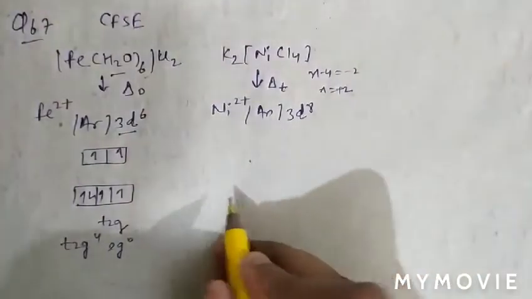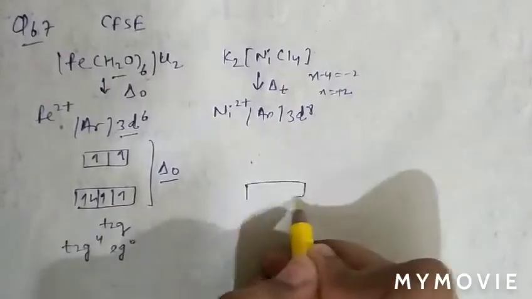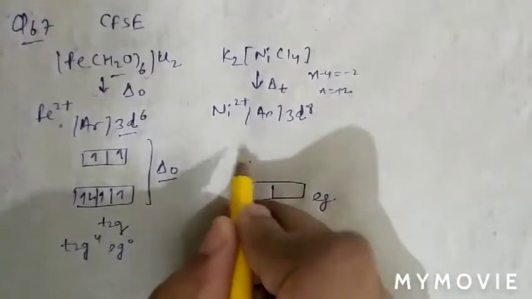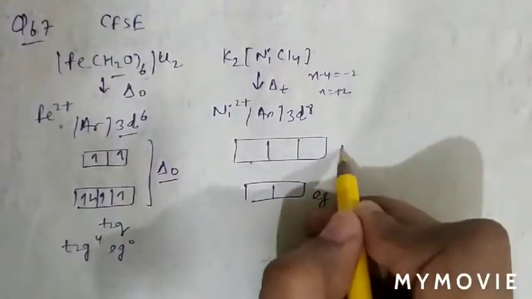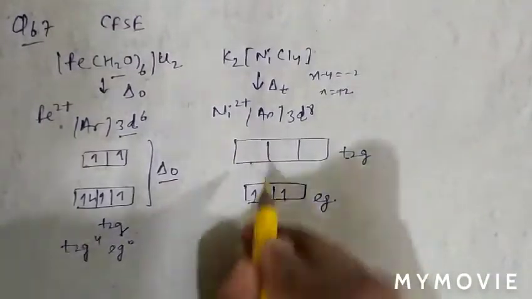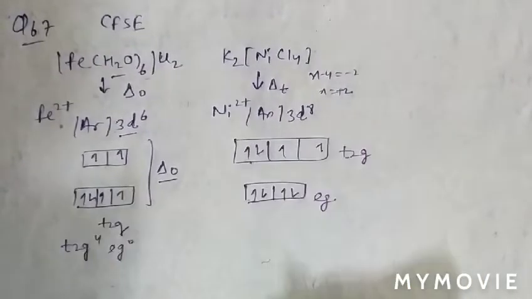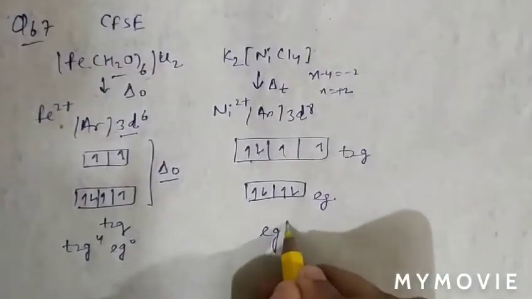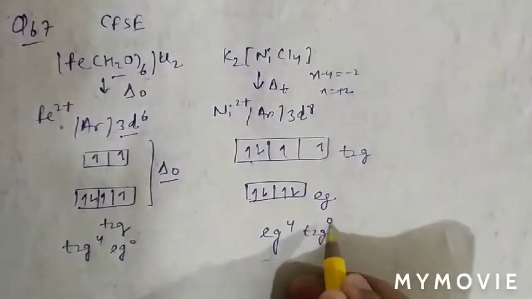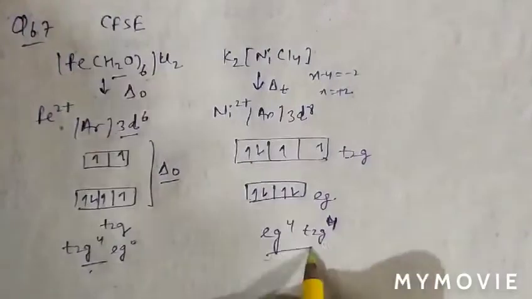Similarly, this is for octahedral. For tetrahedral, eg comes below and t2g comes above for tetrahedral splitting. So when we fill d8, 1, 2, 3, 4, 5, then 6, then 7 and then 8. So in this case, eg4 and t2g4, as t2g also contains 4 electrons. So this will be the configuration.